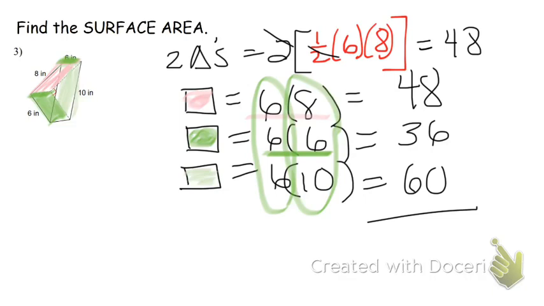All right, I've got to add all that up. I have 2 48s and a 36 and a 60. Add all that up, and my final answer is 192 square inches.